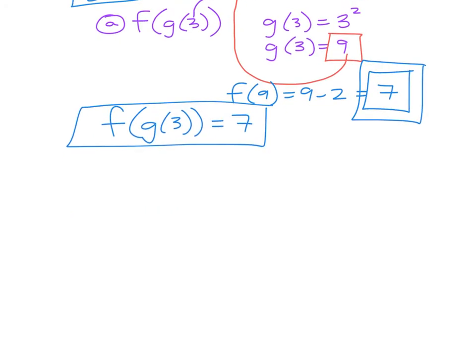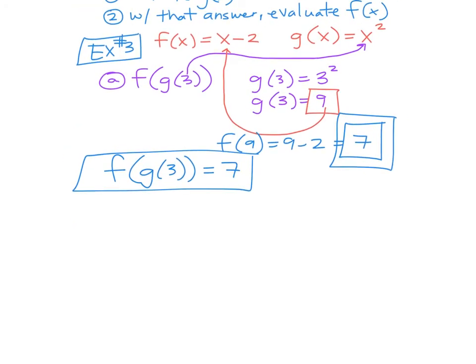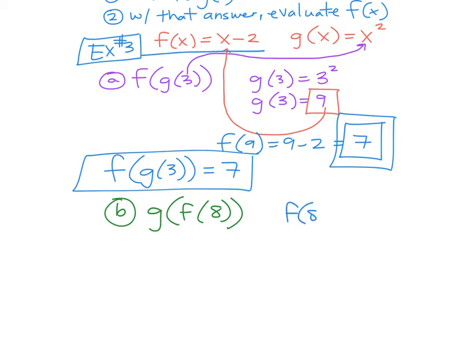Good? Okay. What if we switch that? What if for letter B here, we do g of f of 8? We're going to use the same functions, but do g of f of 8. What are you going to do first? 8 into f of x, right? You're going to go f of 8 is 8 minus 2. So f of 8 is 6.